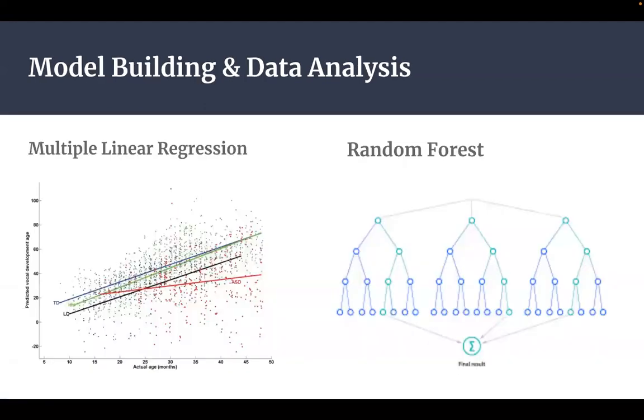I wanted to briefly review the two models we're going to be using here, or building rather. The first on the left is a visual of a multiple linear regression model. Just to review, a multiple linear regression is a statistical technique that uses two or more independent variables to predict the outcome of a dependent variable. And we go to our random forest.